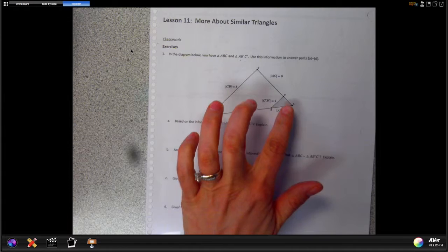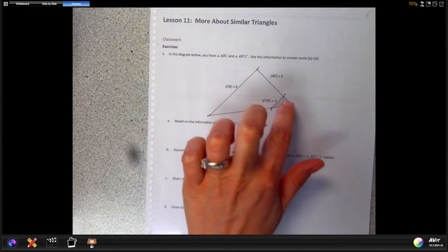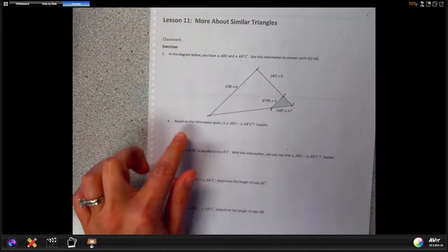So, in the diagram below, it says that we have triangle ABC and triangle AB prime C prime. So we have two triangles. We have the larger triangle here, and then we have a littler triangle that's sitting on top of it. And what we want to know, it says, based on the information given, is triangle ABC similar to triangle AB prime C prime? Explain.